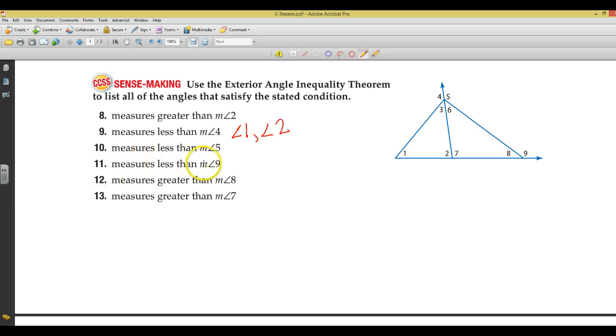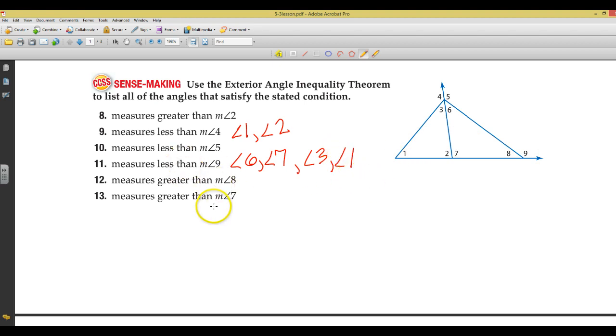On number 11, measures less than the measure of angle 9. Angle 9 is an exterior angle for this triangle, and its two remote interior angles of this triangle would be 6 and 7. And it's also an exterior angle for this entire triangle right here. So its two remote interior angles would be 3 plus 6. If it's greater than 3 plus 6, it's got to be greater than angle 3. So angle 3 is less than 9. And then also the other remote interior angle for 9 is angle 1.